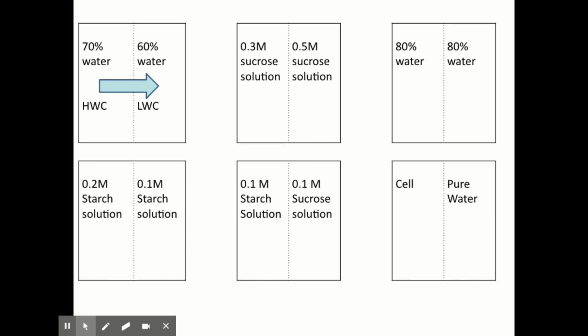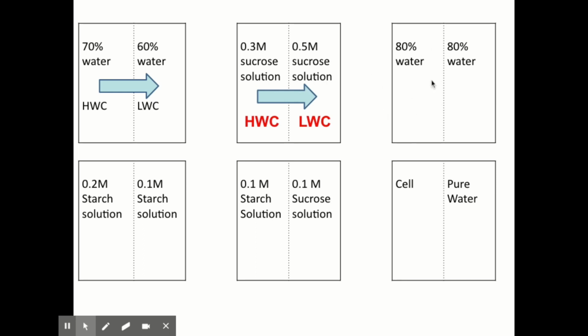So if there's a higher concentration of sucrose in the solution, so 0.5 molar of sucrose compared to 0.3 molar, there is less room for water. That means the 0.5 molar sucrose solution would have more sucrose and less water than the 0.3 molar sucrose solution. So there's a higher water concentration in this one, lower water concentration in this one, and again, water will always move from high to low, so we're going to go right this time.